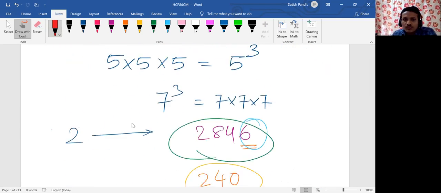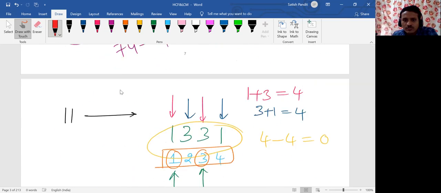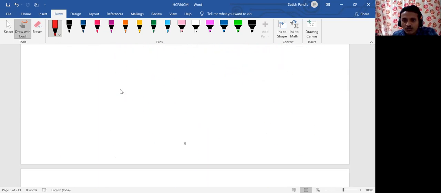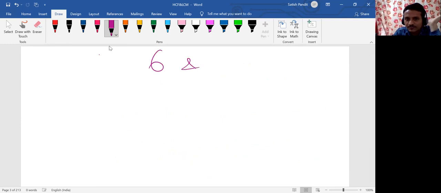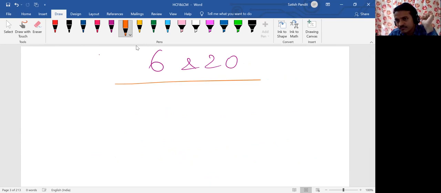Next, now let us move to HCF and LCM. How to find HCF and LCM of 2 or more numbers. We can apply this to 2 or more numbers, but first of all, I'm taking 2 numbers, 6 and 20. I'm going to find out the HCF and the LCM.